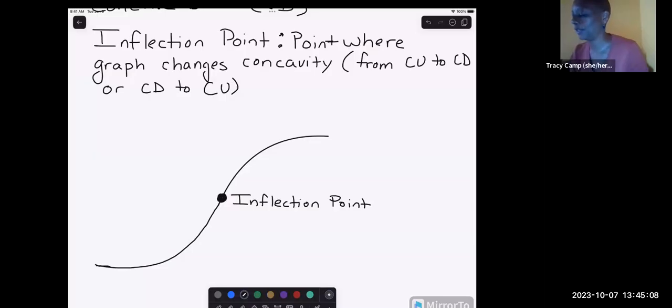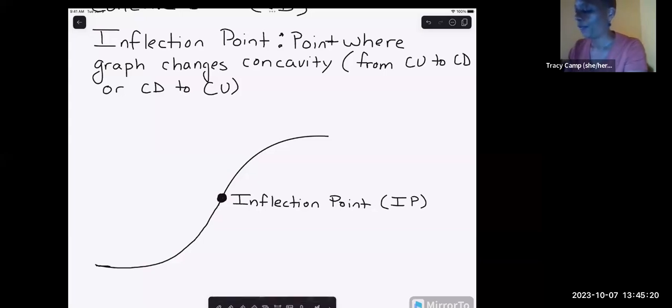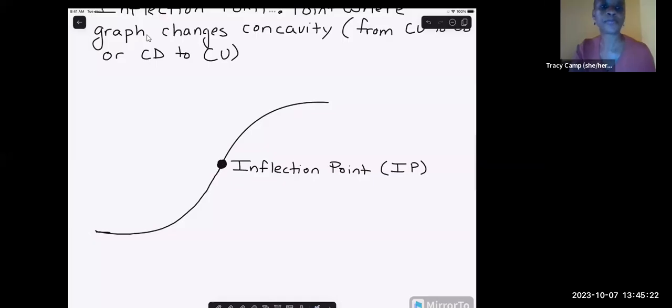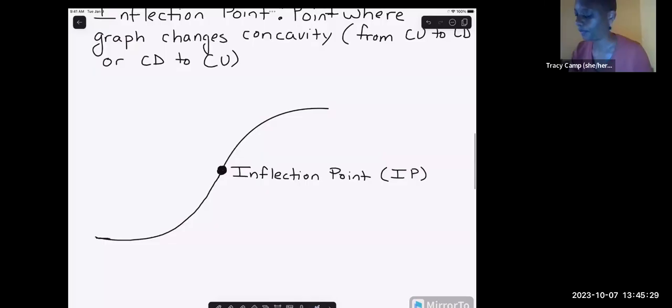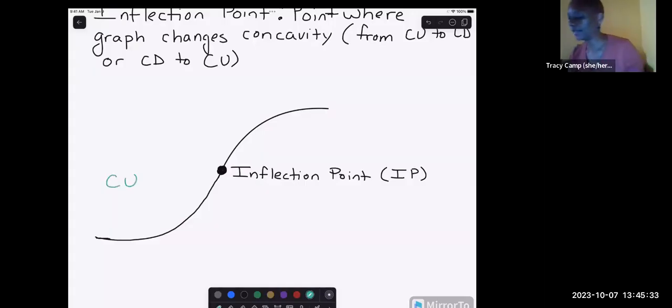Now I want you to notice this one thing. Oh, by the way, from now on, I'm just going to write IP instead of inflection point, okay? So I want you to notice this one thing. If we look at the curve, on the left side of the inflection point, our curve is concave up. And on the right side of our inflection point, our curve is concave down, right? And here's what I want you to notice.